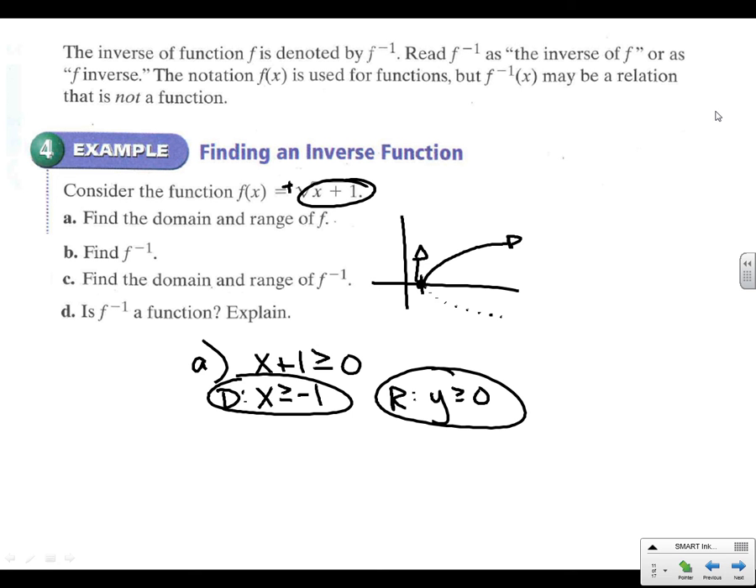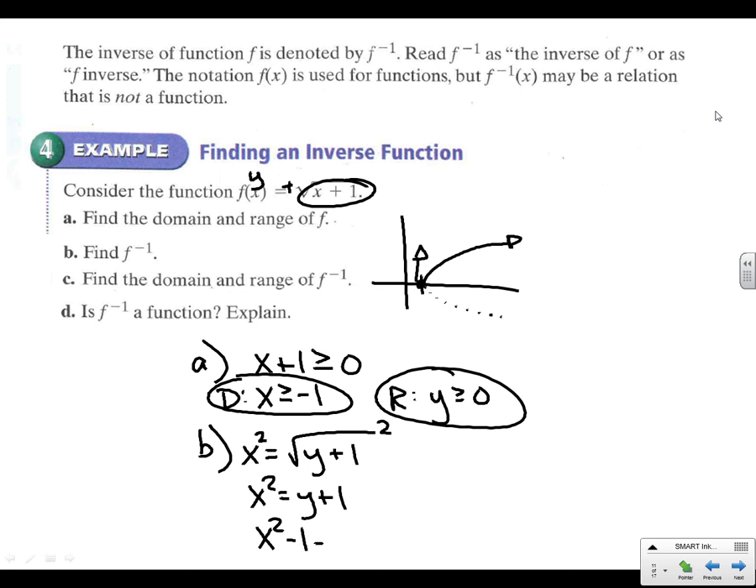All right, so let's find our inverse here. So remember, we're going to flip our variables. Instead of this, remember, is our y. So now we're going to say x equals the square root of y plus 1. We need to get y by itself. So we'll square both sides. X squared equals y plus 1. Subtract the 1. X squared minus 1 equals y. All right?